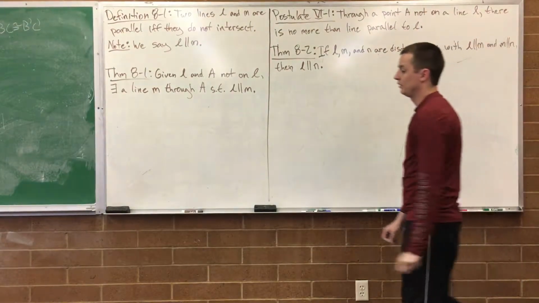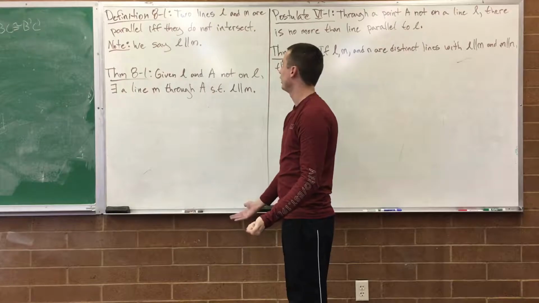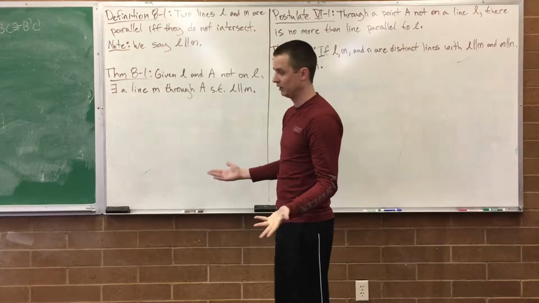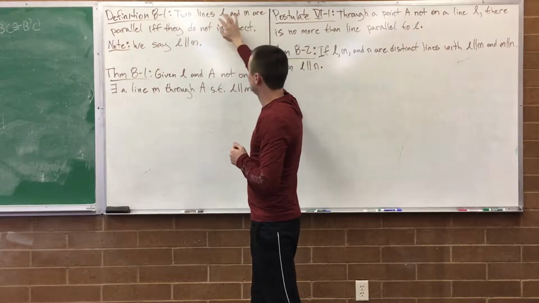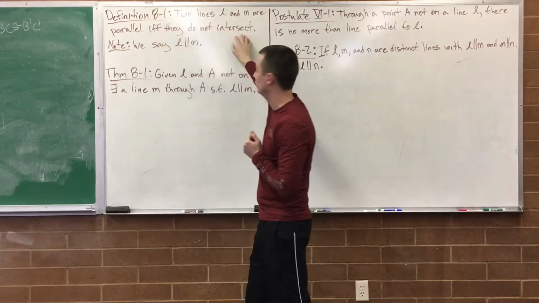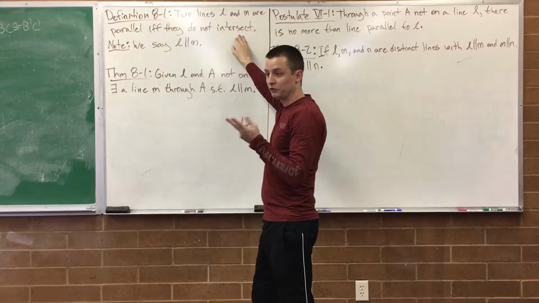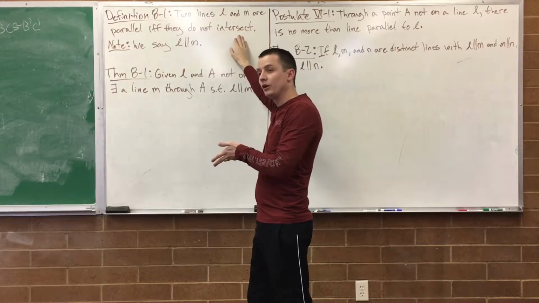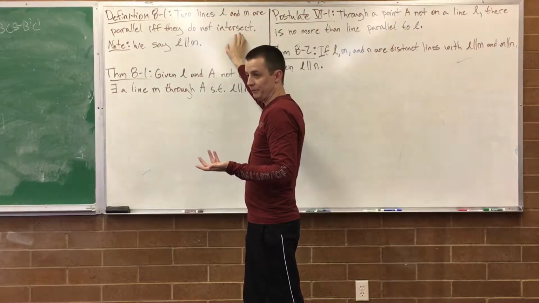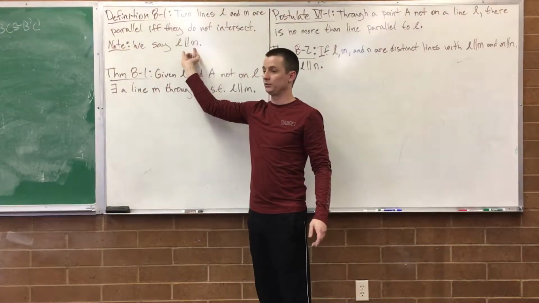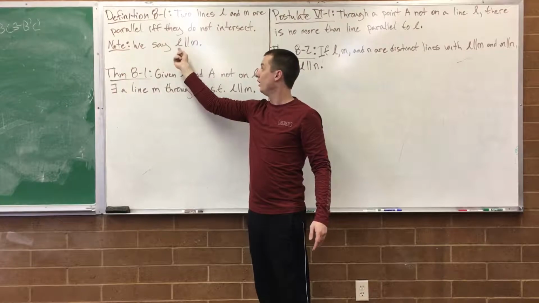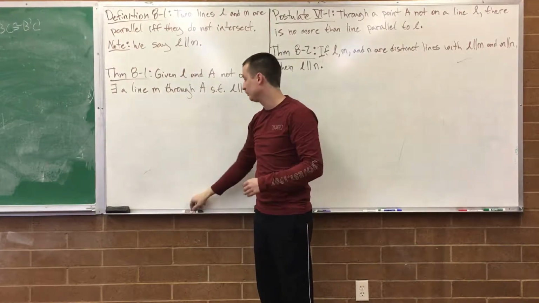So Chapter 8, parallel lines. First off, quick definition. I think you already know what parallel lines are, but the exact definition: two lines, L and M, are parallel if and only if they do not intersect. So if two lines are parallel, they don't intersect. If two lines don't intersect, they're parallel. Right? Okay. And then we have this notation for calling two lines parallel. L is parallel to M is how you read that.